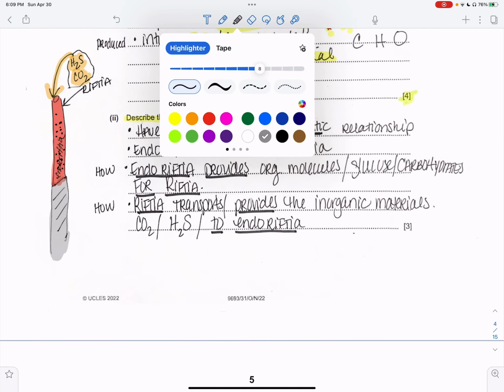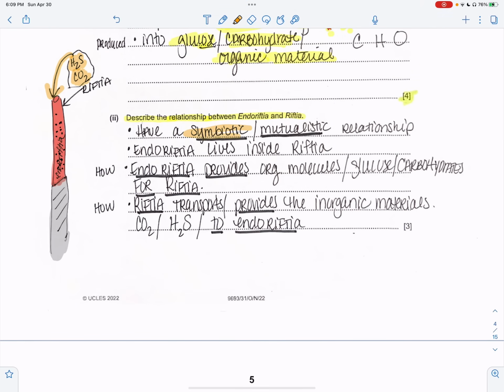And so to describe the relationship, they have a symbiotic or mutualistic relationship, mutualism, because they both benefit each other from this relationship. Endoriftia, endo again means inside, lives inside riftia. Endoriftia, identify that.